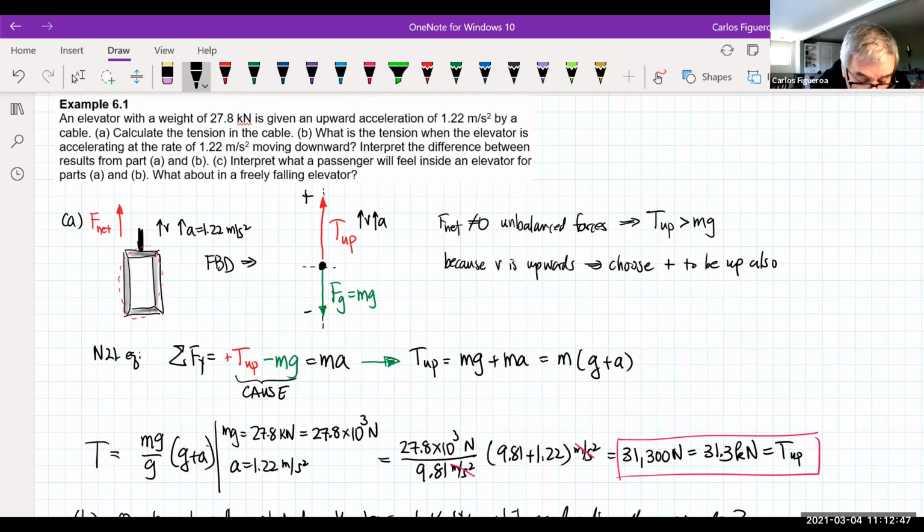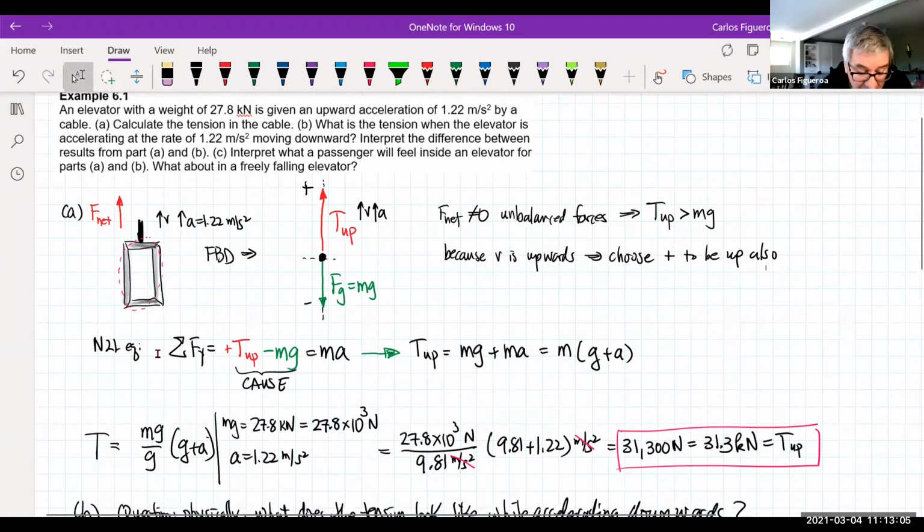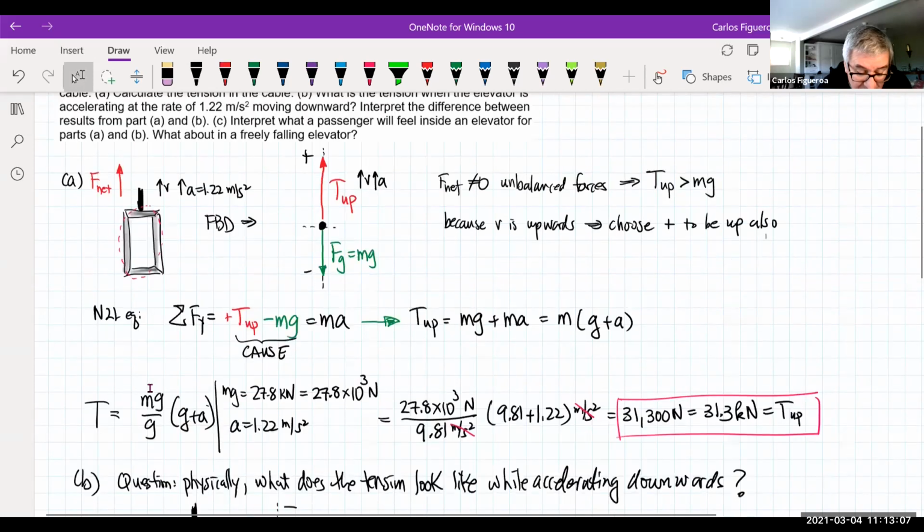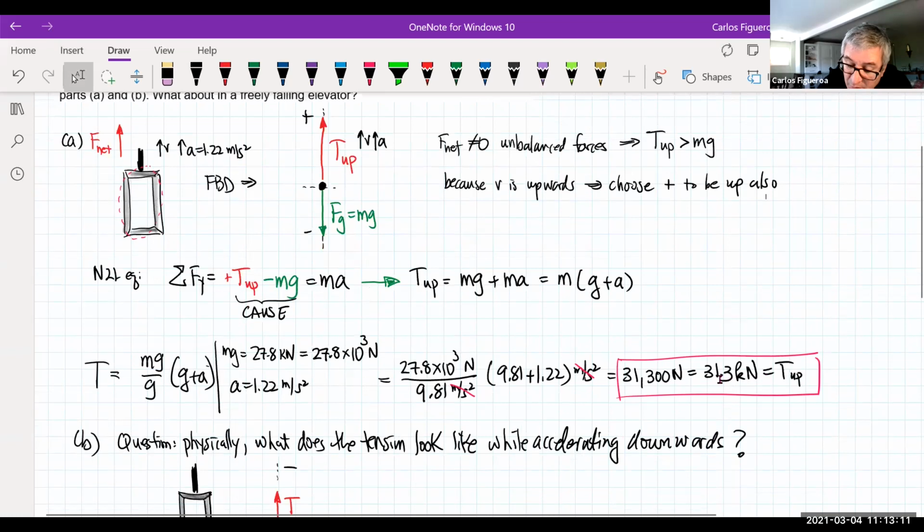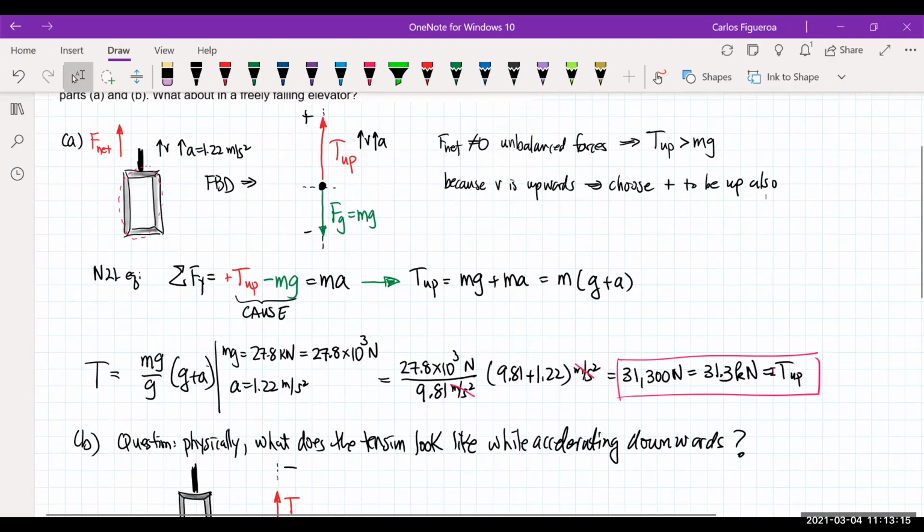So here we go. We write down the N2L equation that tells us the tension up minus the weight down. Of course, that's our net force. That's what's causing this thing to accelerate. Then we solve for the tension up and we get this relationship. So instead of solving for the mass, I said that I was going to divide and multiply by g. And so if I plug in my values, we got a tension up that was 31.3 kilonewtons. Okay, so that's what it is.